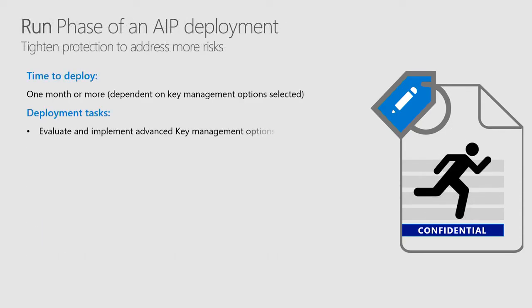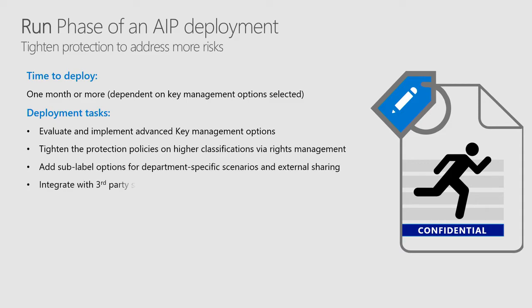Finally, in the run phase, and we're 1 minute over time already, that takes longer to deploy because you're going to analyze if compliance requirements say that you have to use more advanced key encryption for some types of data, key management, such as hold your own key, bring your own key, things like that. You can tighten the protection policies to remove rights that are not needed for certain classes of data. So for example, top secret, you don't need to copy that, or at least the majority of people don't. Maybe people in this group or in this organization, yes.